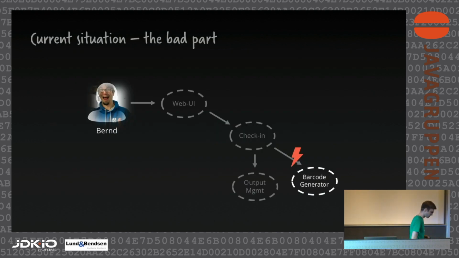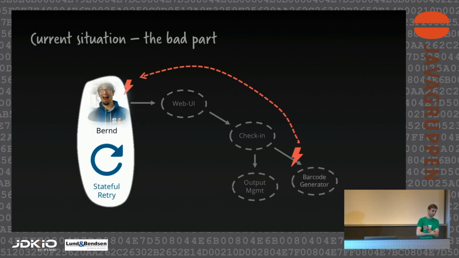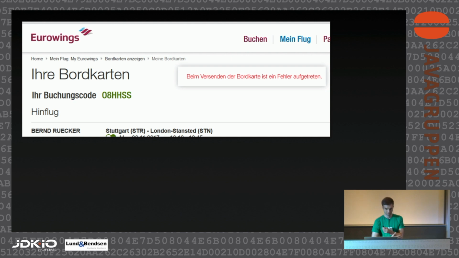So what Eurowings is doing is still okay, but it could be better, because there's one problem at the moment. When this error occurs in the barcode generation, we are still propagating the error and the problem back to the end user. This means that Bernd has to retry manually. He has to try to check in again and again, because in order to fly, he needs this barcode. That's a huge problem for him, because he has to do that all the time and remember it. He has to put it maybe in the calendar so he doesn't forget. And remember, he flies like every second day. So that's not really nice.